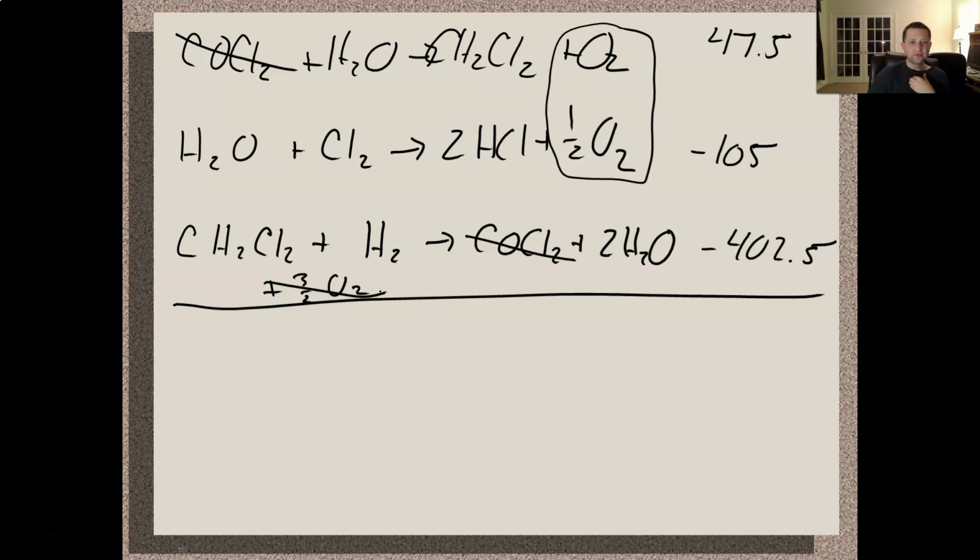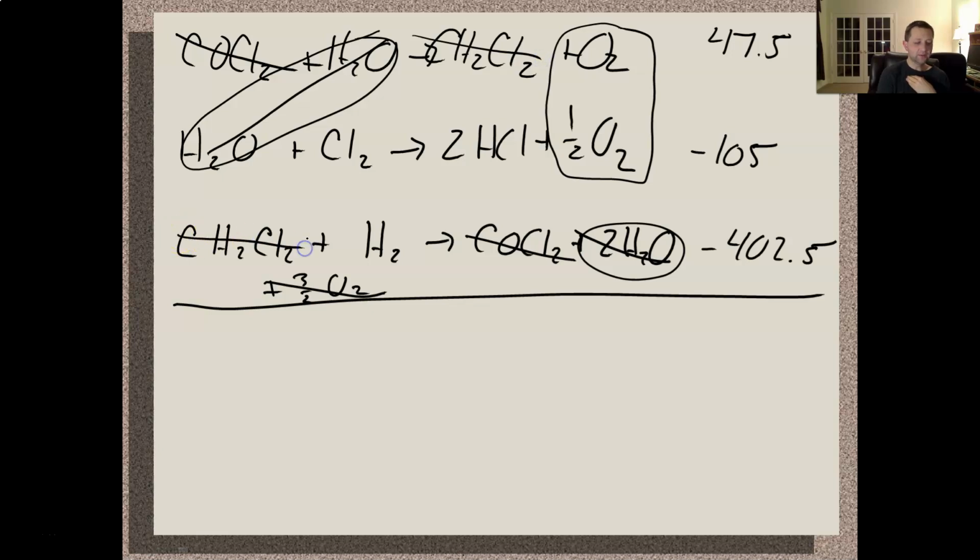You have 2 waters right here. They cancel with the 2 waters right here. And it looks like one other thing cancels. The CH2Cl2 cancels here and here. So what are you left with? You're left with Cl2 plus H2 yields 2HCl. If you notice, that's twice what we need it to be.